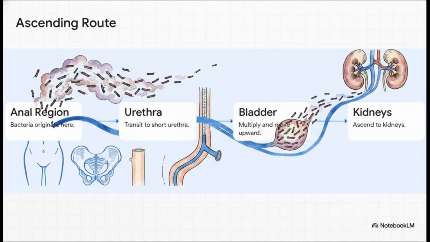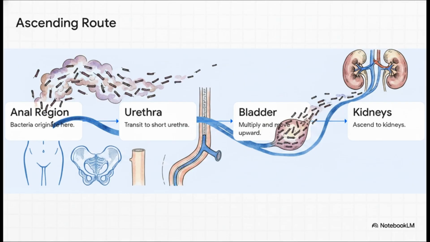Now, we absolutely must note an important anatomical reality here. Women are significantly prone to UTIs simply because the female urethra is much shorter and its opening is physically closer to the source of the bacteria. The path for these invaders is simply much quicker.